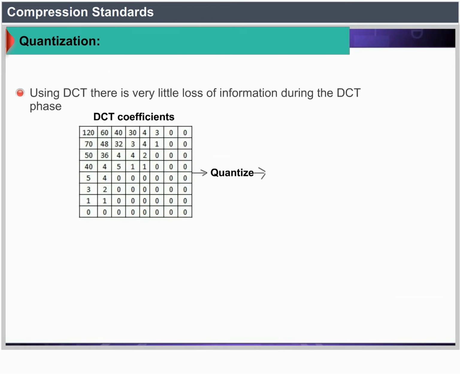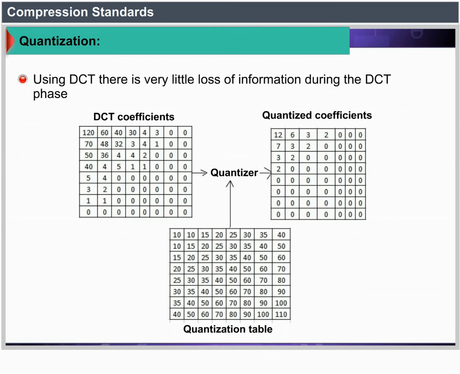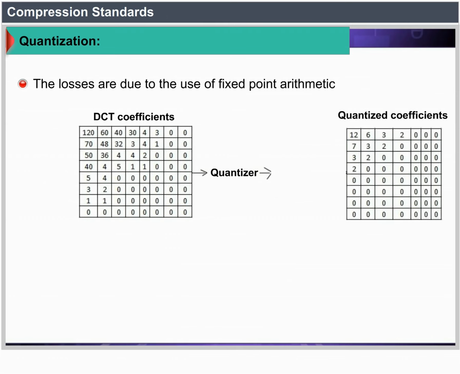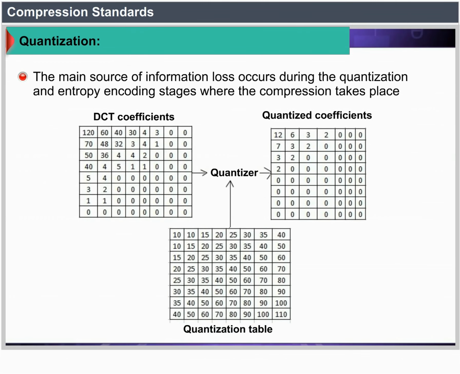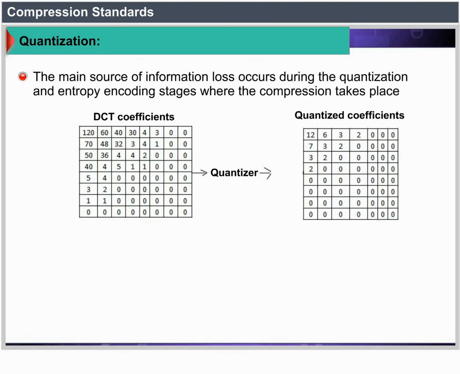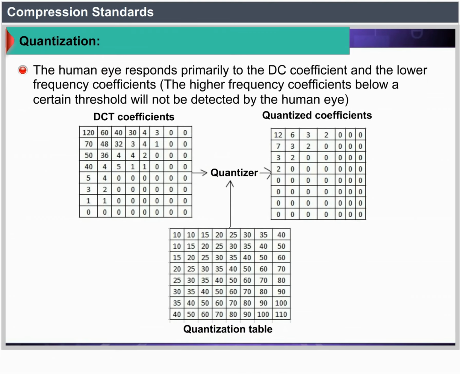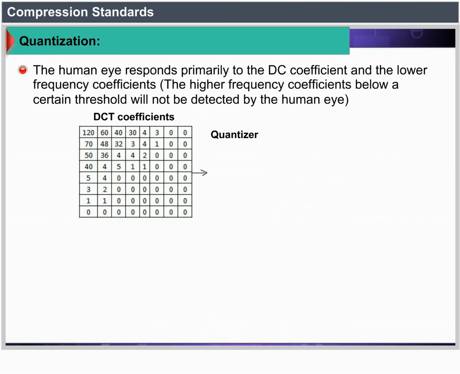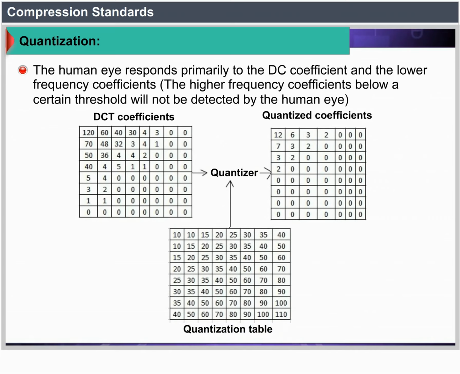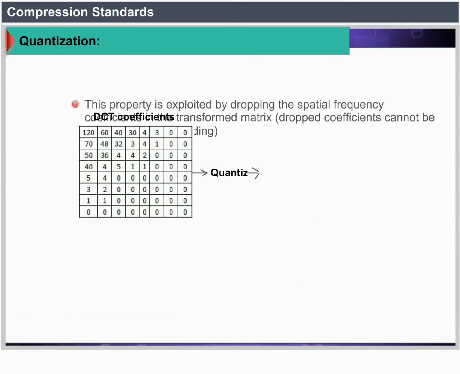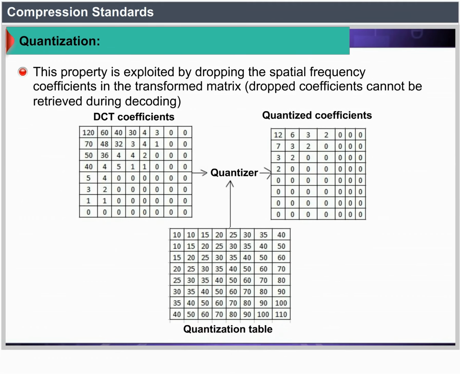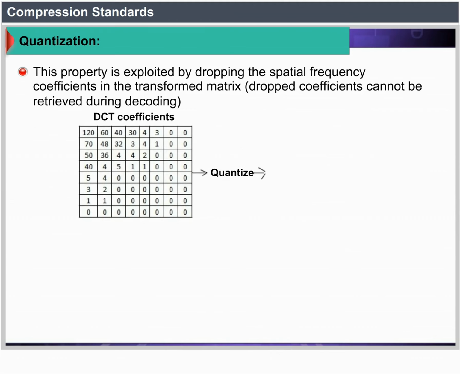Using DCT, there is very little loss of information during the DCT phase. The losses are due to the use of fixed point arithmetic. The main source of information loss occurs during the quantization and entropy encoding stages, where the compression takes place. The human eye responds primarily to the DC coefficient and the low frequency coefficients. The higher frequency coefficients below a certain threshold will not be detected by the human eye. This property is exploited by dropping the spatial frequency coefficient in the transformed matrix. Dropped coefficients cannot be retrieved during decoding.